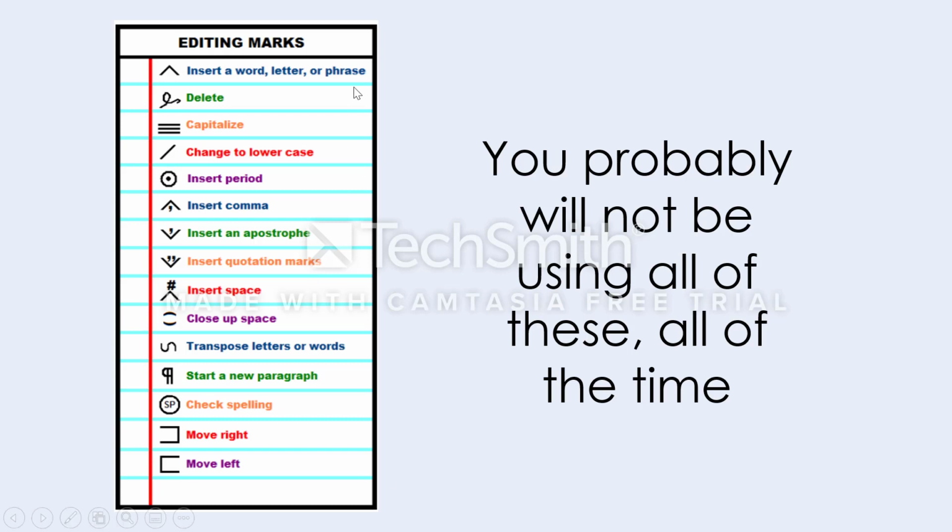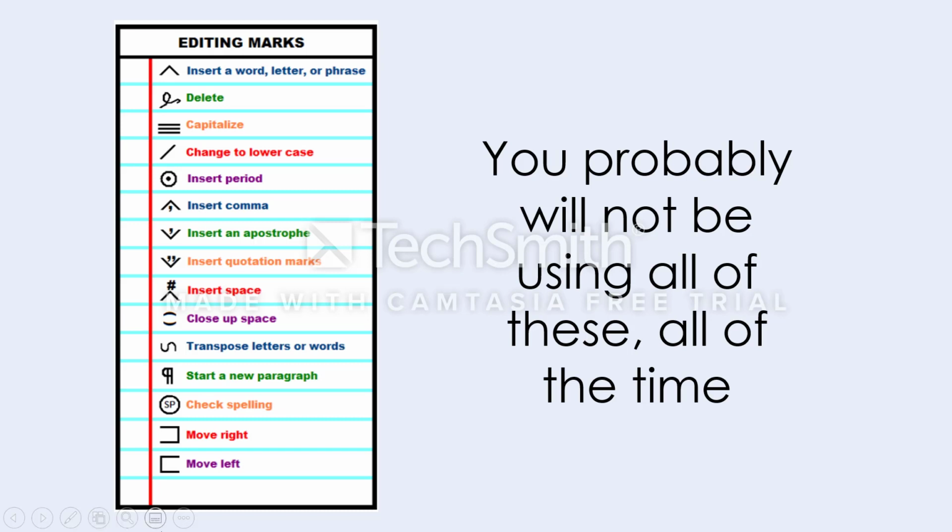are peer reviewing. You have insert word, letter, or phrase to insert a word, letter, or phrase, this squiggly do to delete a certain section of text or a word or punctuation mark, this to capitalize a certain letter, this to change a capitalized letter to a lowercase letter, this to insert a period, these carets to insert commas, apostrophes, quotation marks, and spaces, these two parentheses to close up a space, this squiggle to transpose letters or words, this backwards P to create a new paragraph, or even add an indent, this SP to check spelling, and these two brackets to move right or left.